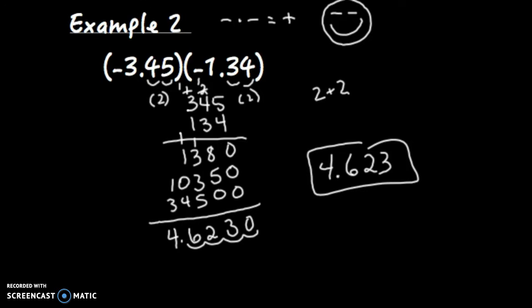And again, just remember you're multiplying something that's near 3 by something that's near 1. You should get an answer near 3. So 4 makes sense. 46 would not make sense. 0.46 would not make sense. So this seems reasonable.